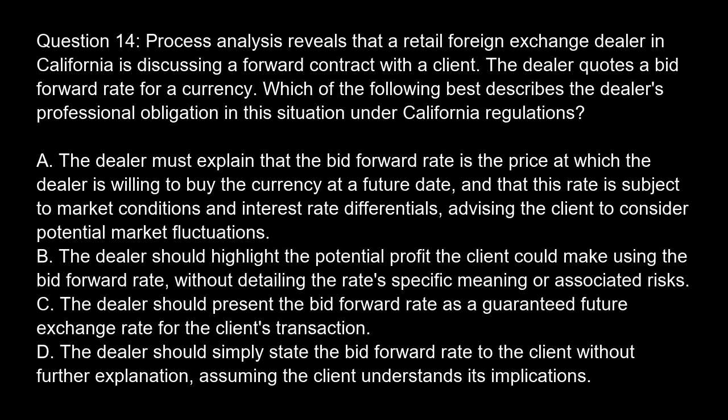Option B. The dealer should highlight the potential profit the client could make using the bid forward rate, without detailing the rate's specific meaning or associated risks. Option C. The dealer should present the bid forward rate as a guaranteed future exchange rate for the client's transaction. Option D. The dealer should simply state the bid forward rate to the client without further explanation, assuming the client understands its implications.